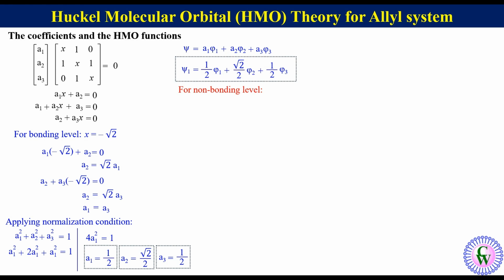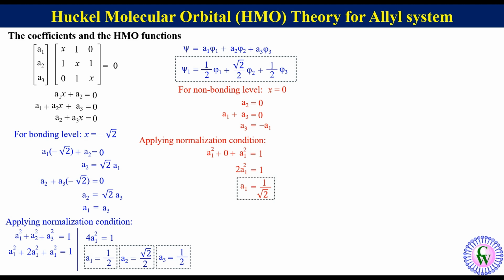For non-bonding level, x is equal to 0. Putting x is equal to 0 in the first secular equation will give A2 is equal to 0. Putting the values of x and A2 in the second secular equation will give A1 plus A3 is equal to 0. So A3 is equal to minus A1. Applying normalization condition will give A1 square plus 0 plus A1 square is equal to 1, or 2A1 square is equal to 1, or A1 is equal to 1 upon root 2.